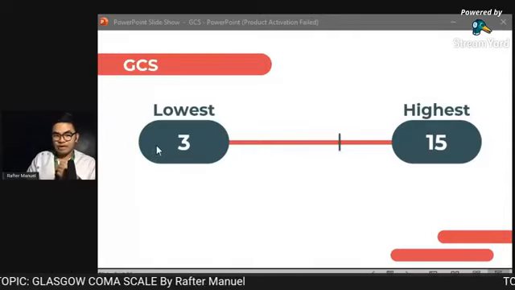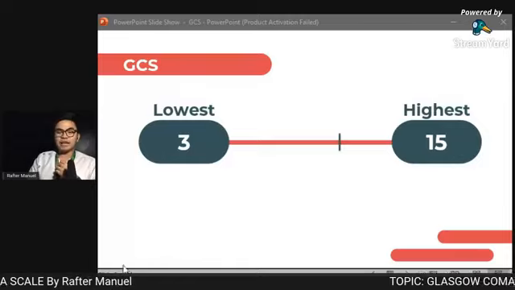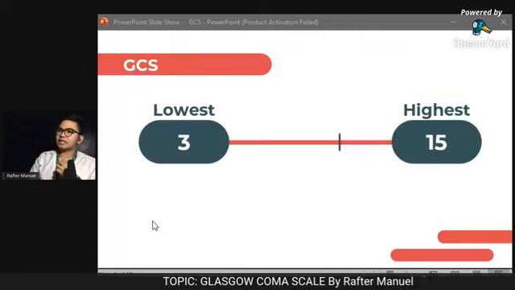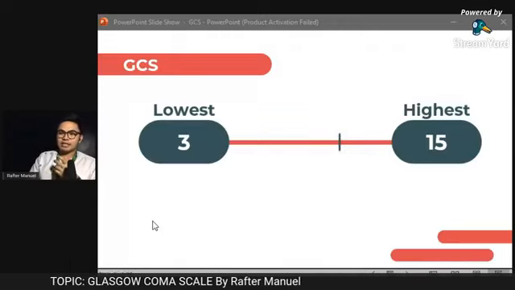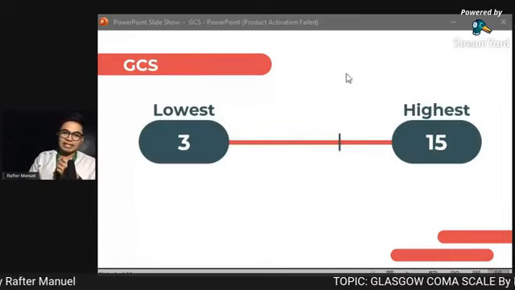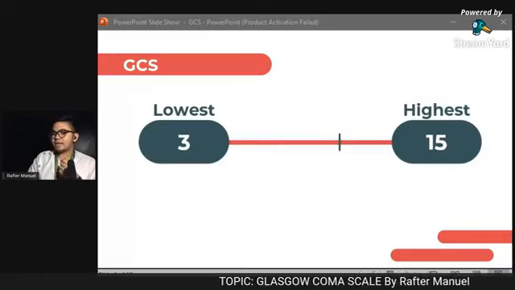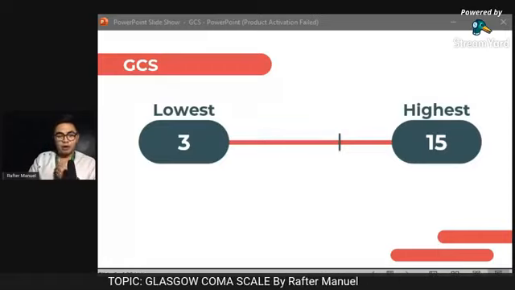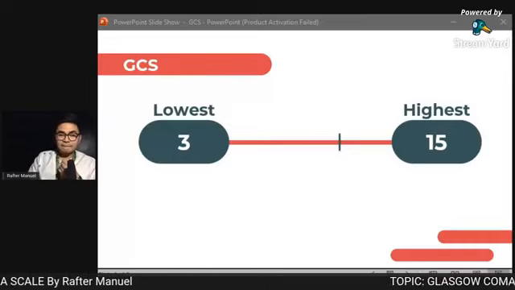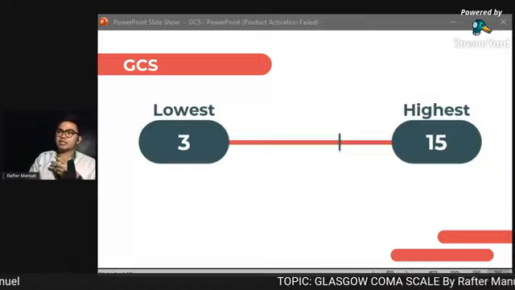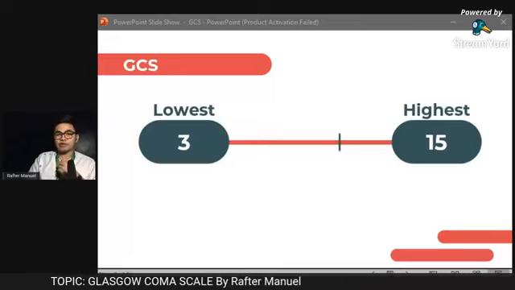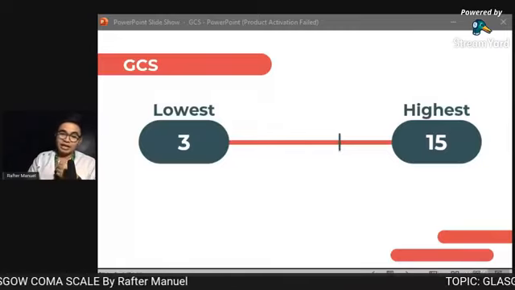There is no zero value here. It would always be 3. Always remember that the lowest a patient could get when you're performing a neurologic assessment is 3, and 15 is the highest. 15 out of 15, the patient is completely fine. It is normal. When the patient's GCS score is 7 or less, they are considered comatose. Patients with a GCS score of 8 or less are already considered to have suffered a severe head injury.